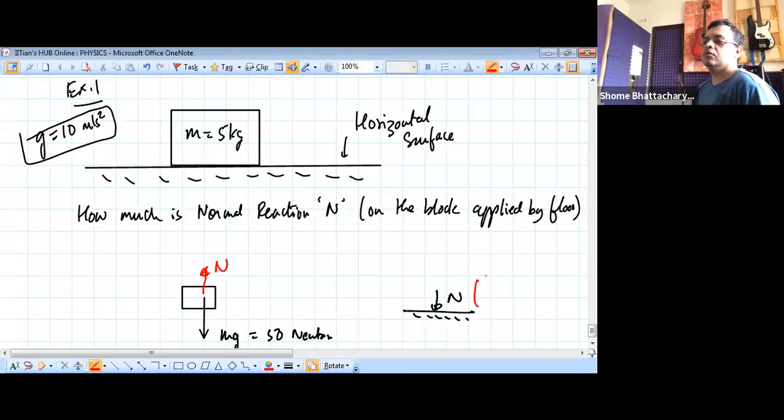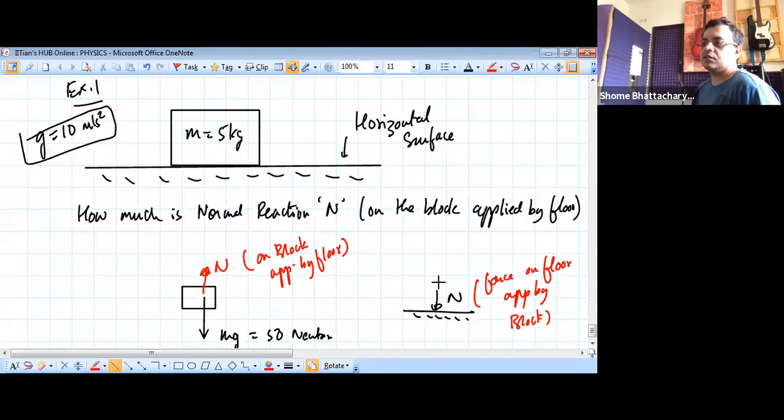This is the force on the floor applied by the block. And this one is the opposite of that. This is on the block applied by the floor. So this normal reaction in this diagram, the one which is shown on the block, and this normal reaction in this diagram which is on the floor applied by the block, these two are the action-reaction pair over here.